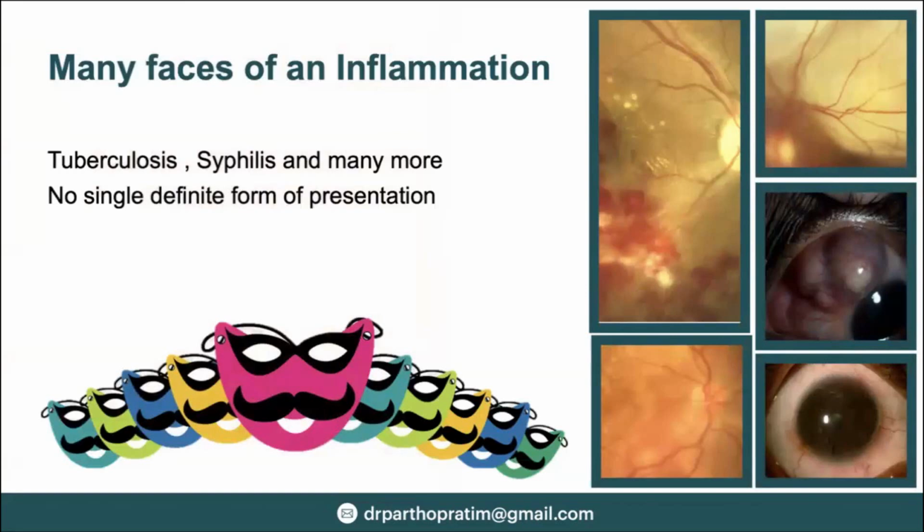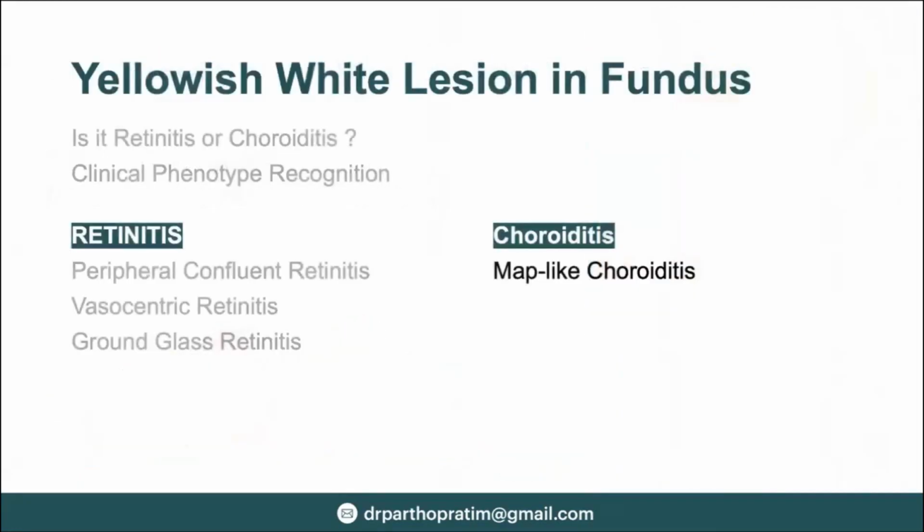Now, there are many phases of inflammation. Some conditions like syphilis and tuberculosis and many more have no definite form of presentation, and they can mimic any kind of uveitis, so we call them masqueraders. Syphilis and tuberculosis are the kings of masqueraders.